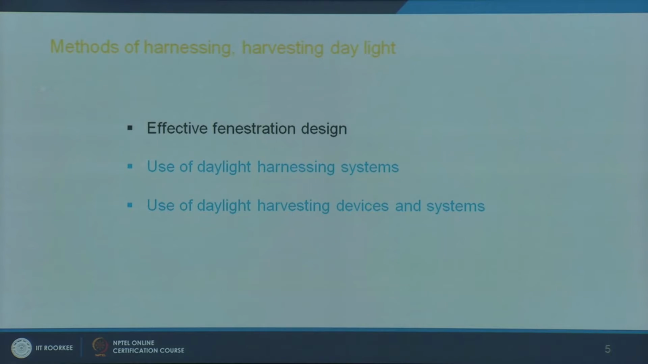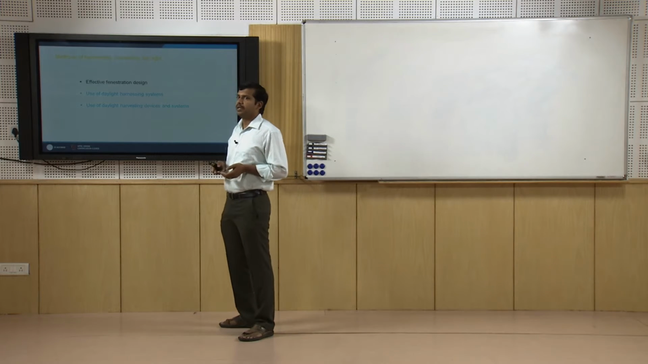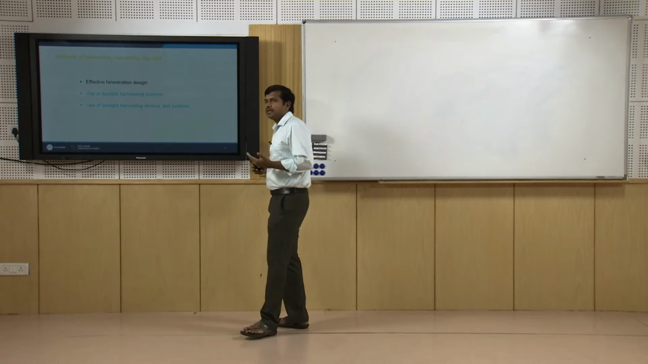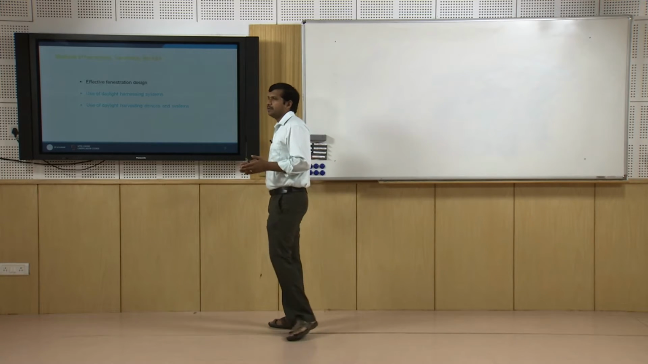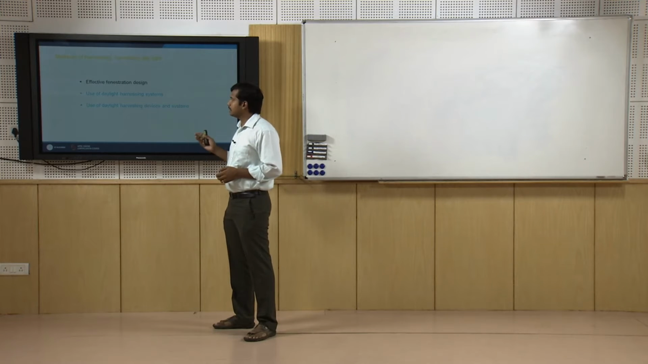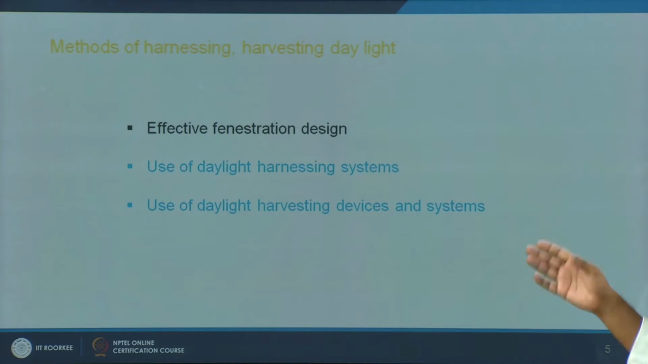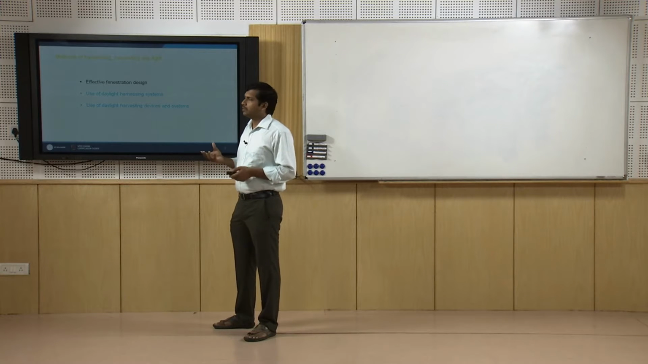First is, as we looked at, effective design of fenestrations. So, we have to take into account what type of fenestration, what type of glass we are using, what type of reflections, re-reflections, diffusions we are using, what strategy specifically we are adopting in the fenestration design. First is design of fenestrations. Second is use of daylight harnessing systems. What are the specific things where you can improve or enhance the amount of daylight available.